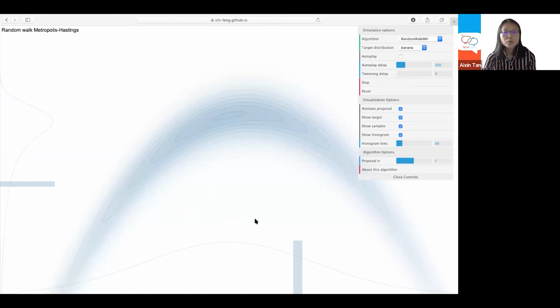So what we want is to get a sample from this probability density. What we want is to have samples that cover this entire banana shape. What we don't want is something that converges, say, to the mode here. That's not the purpose of Bayesian computing. So let's see how random walk Metropolis-Hastings does it.